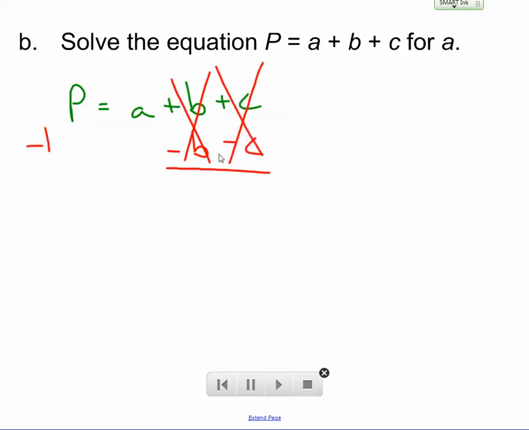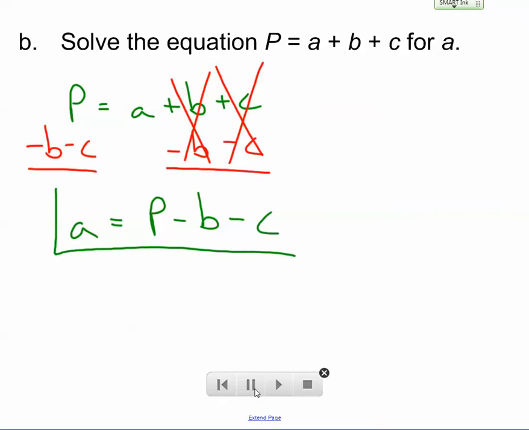And whatever I do on this right side, I subtracted B and C, I need to subtract B and C from the left side. So we get A all by itself, and that's equal to P minus B minus C. So say this is a formula for the perimeter of a triangle with sides A, B, and C. If we don't know A, we could figure A out by subtracting from the perimeter the lengths of B and C. So the perimeter minus the length of one side minus the length of the second side would equal the length of the third side.